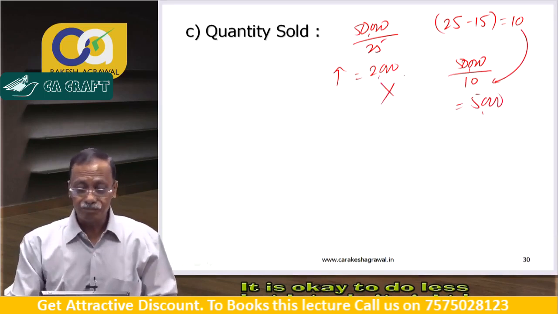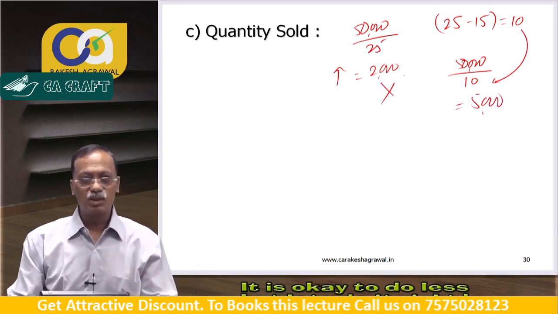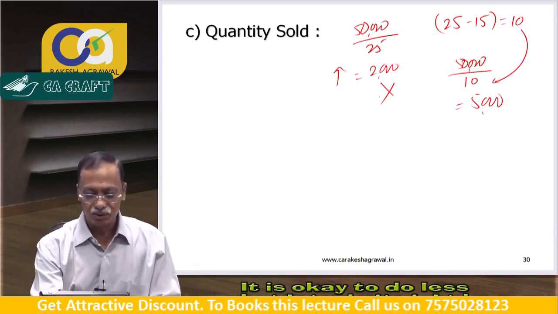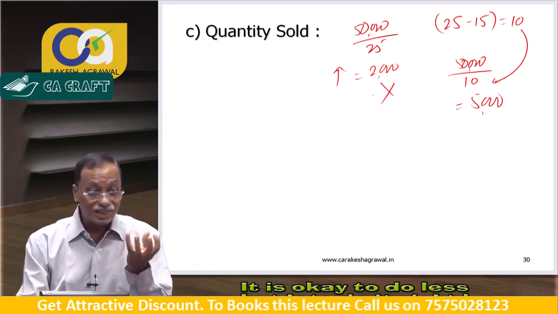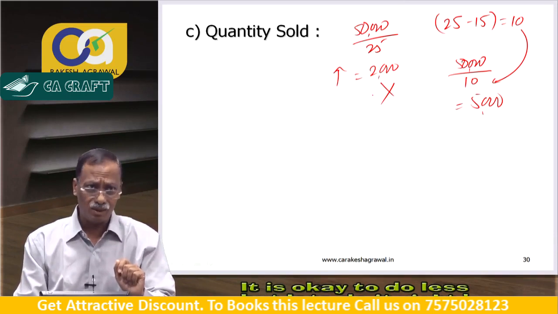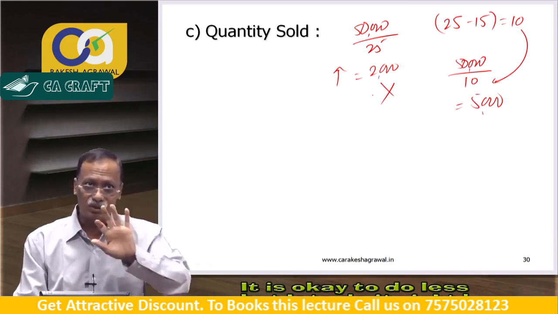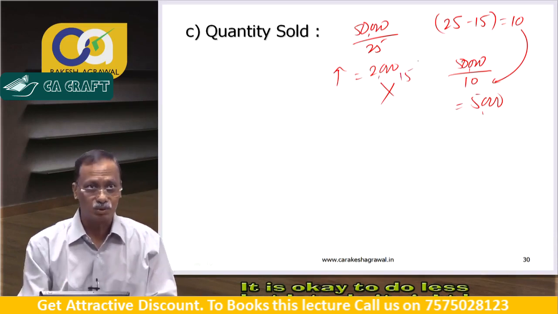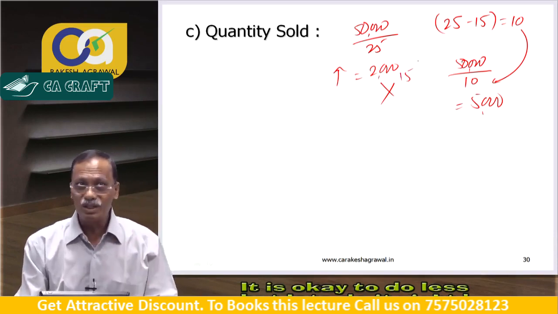Are you getting the point? If you increase the sales quantity by 2,000 units, your sales revenue will increase by 50,000. 2,000 units into 25 rupees, your sales revenue will increase, not profit. Are you getting my point? Your revenue will increase by 50,000, not profit, because your cost will also increase by 2,000 into 15 rupees, variable cost also. So your profit won't increase by 50,000.